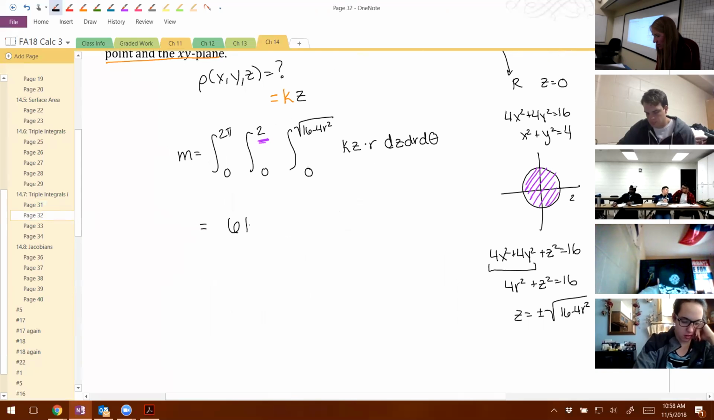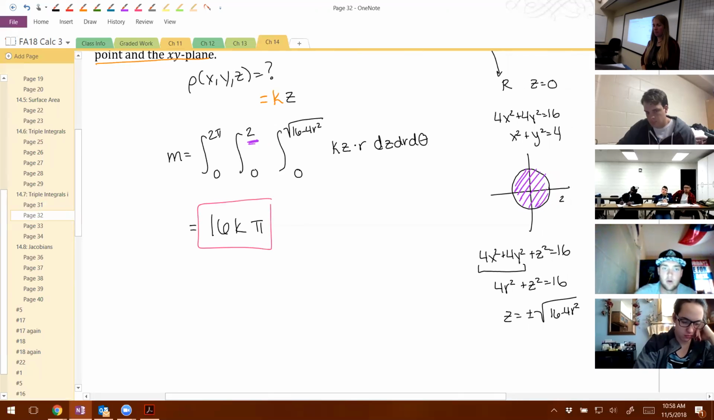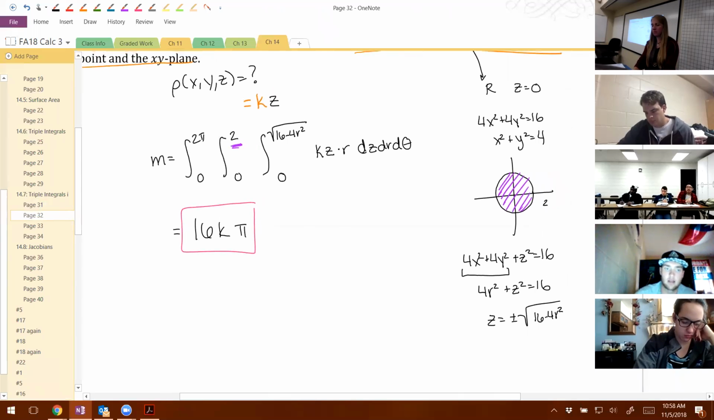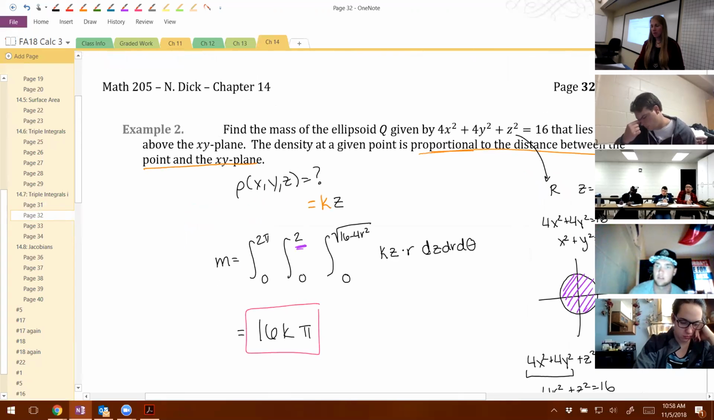But let's just do the answer. So 16k times pi. I have a question. Go ahead. So how do we know it's from 0 to the square root of 16 minus 4r squared? Just because on the homework there's a lot that were from the negative value of that square root to the positive value. How do we know it's 0?